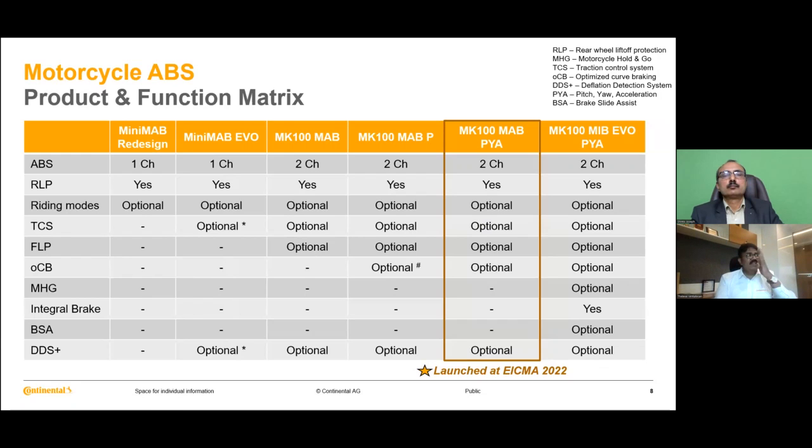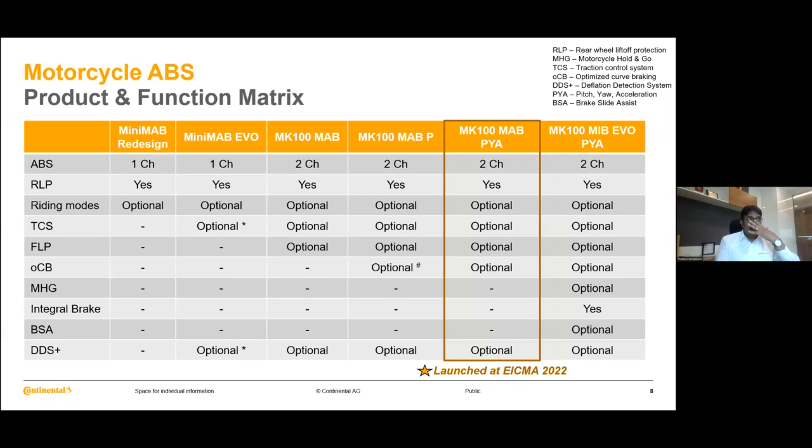What you see here is, as I mentioned, the first one, the Minimap redesign, which is already in the market. And then the Minimap, which is again more affordable, and how we can introduce that. And then the latest three to four chapters are the columns. What you see here are the functions we can introduce from each of the different modules. Very recently we launched this MK100 Map POA.